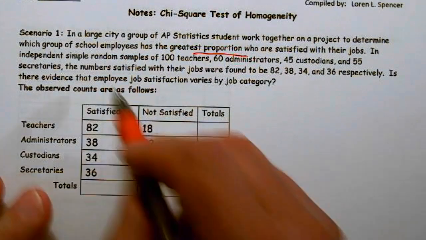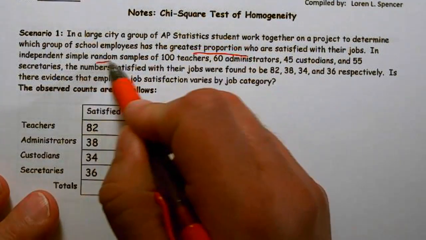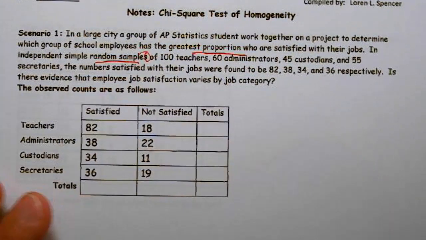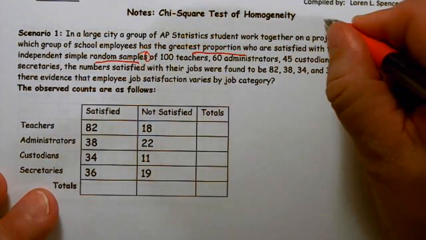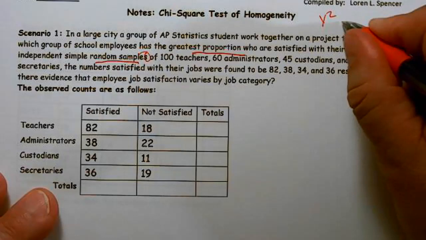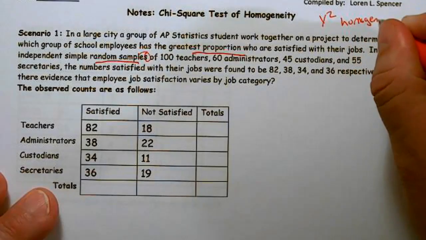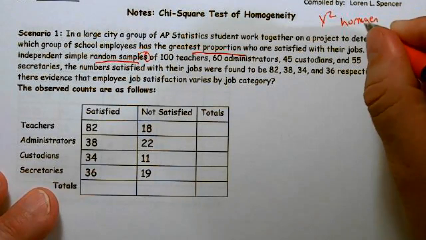In independent simple random samples, oh, we have more than one. More than one sample, chi-squared homogeneity. Can't even spell it today, so I'm not going to worry about it.